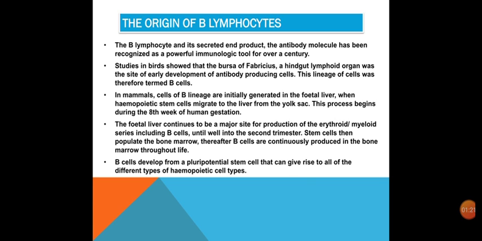Stem cells then populate the bone marrow. Thereafter, B cells are continuously produced in the bone marrow throughout life. B cells develop from a pluripotential stem cell that can give rise to all of the different types of hematopoietic cell types.